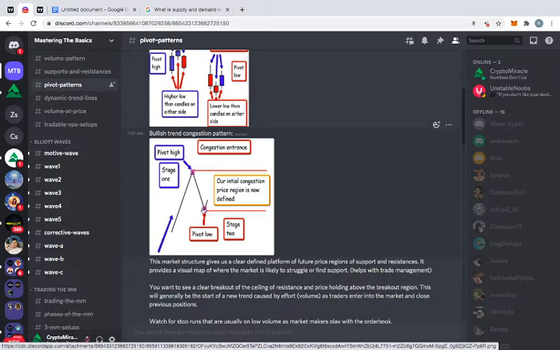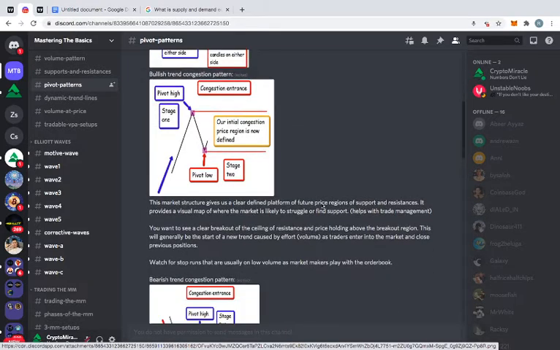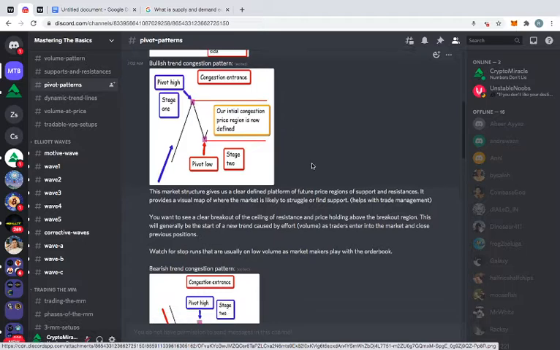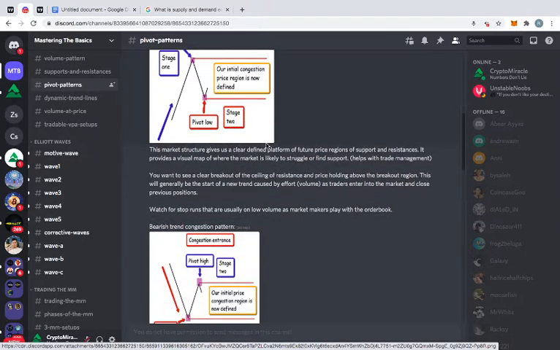The next cause is another entrance in the trend. So our initial congestion price is now defined. So now we have a range that we are looking for the 50% to break and continue upwards, or a real reversal to the downside.